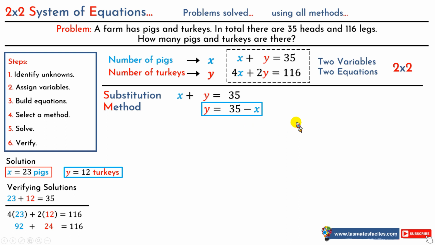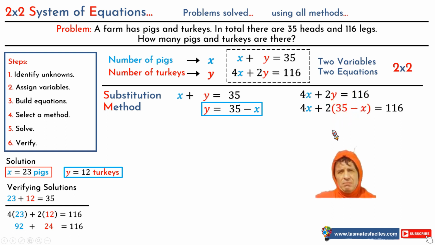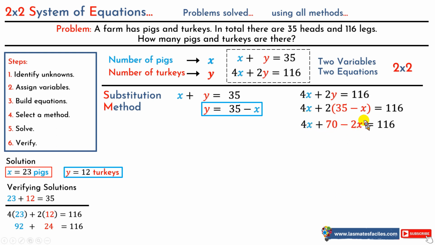The next step is to take the other equation. We already know that y is equal to 35 minus x. We replace. 2y is the same as 2 times 35 minus x. Let's multiply. 2 times 35 is 70. 2 times minus x is minus 2x. Now, 4x minus 2x equals 2x. So let's clear x. This 70 that adds goes to the other side to subtract. 116 minus 70 is 46. These two that multiply go to the other side to divide.